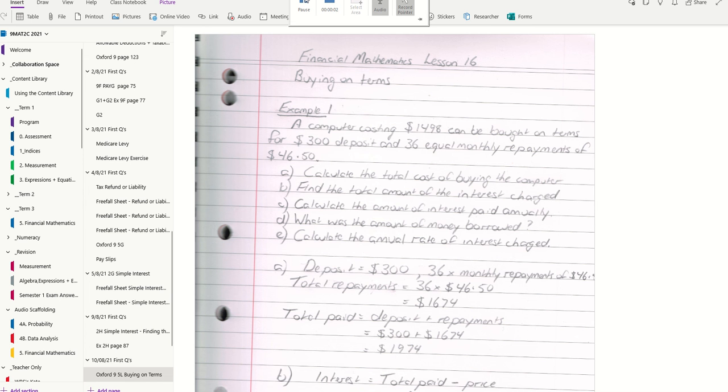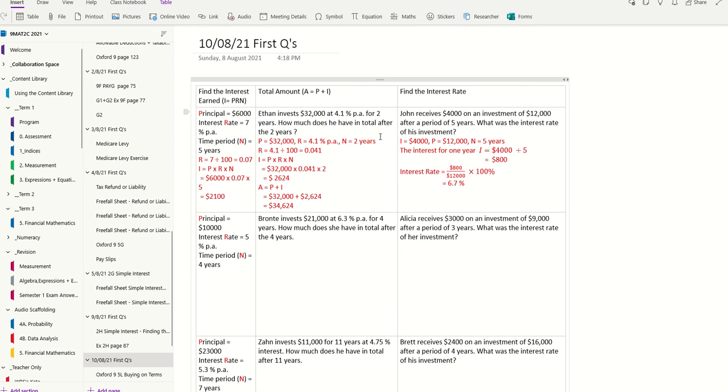Today we're going to have a look at buying on terms, which is when you go to a shop or a car dealership, whatever you're going to be buying, and you pay a certain amount of money back per month over a period of time when you buy something. So in the first place, I want you to have a look at these first questions. Please do the first questions.